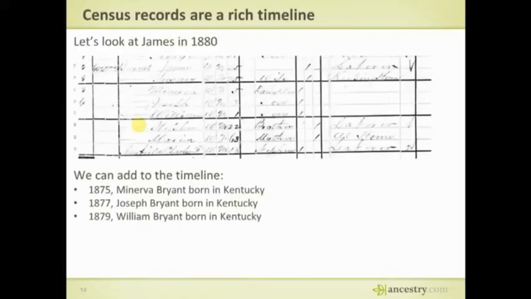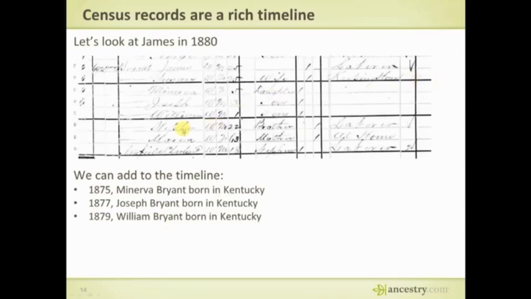Let's add in another census and see what it does. I chose, just for example, the 1880 census. And remember, as you add every census in, you're just going to get more and more information. This one, again, is hard to read, but it appears that James and Susan have had 3 children, Minerva, Joseph, and William. So we can put in their birth dates and where they were born. They were all born in Kentucky. I cut that off that image, but that's where that is.